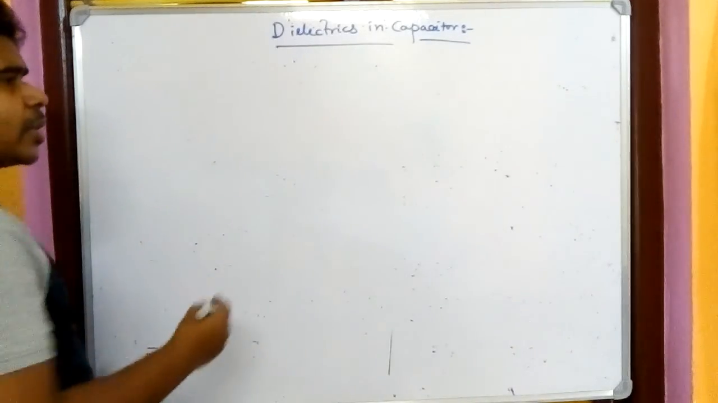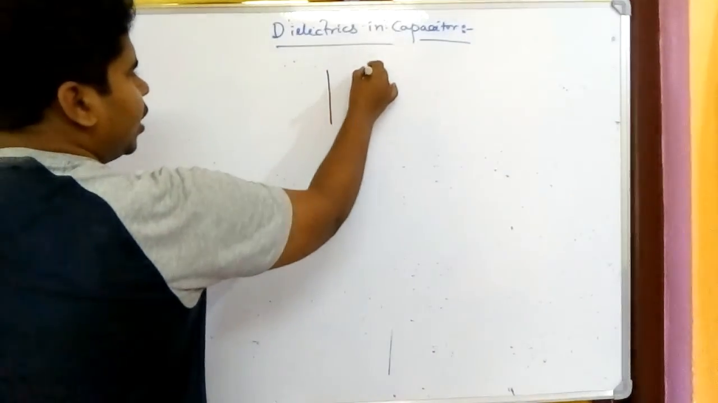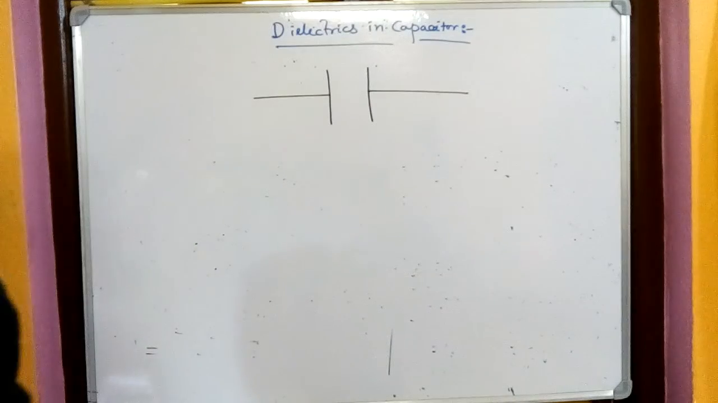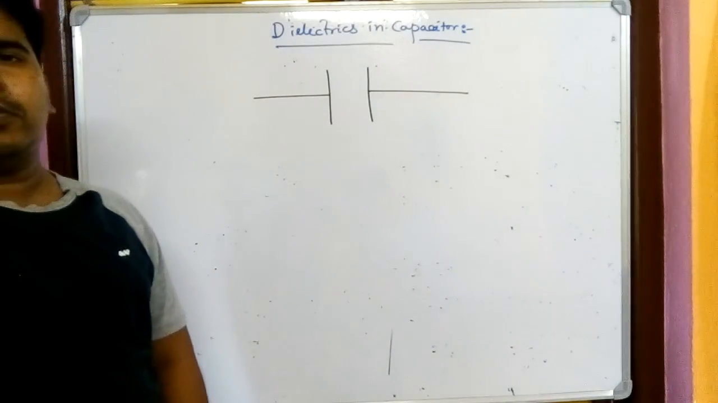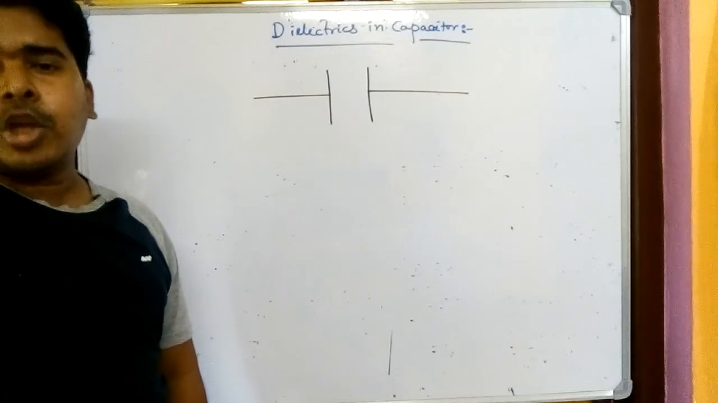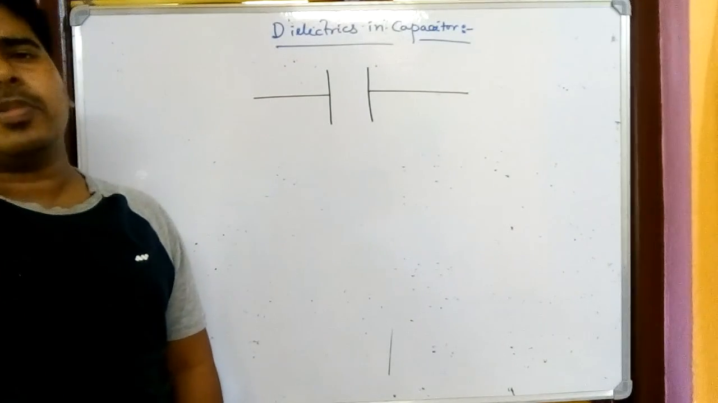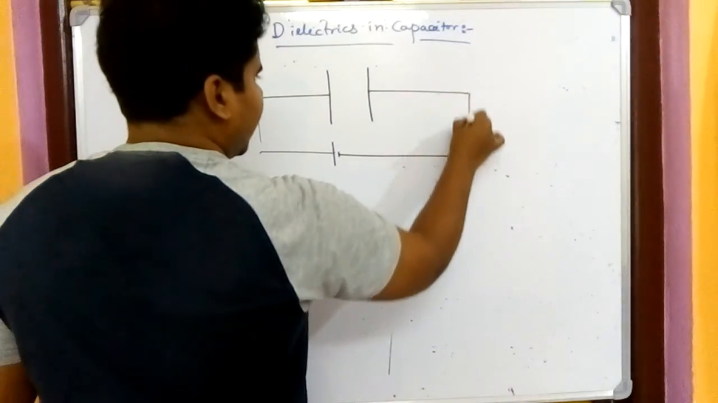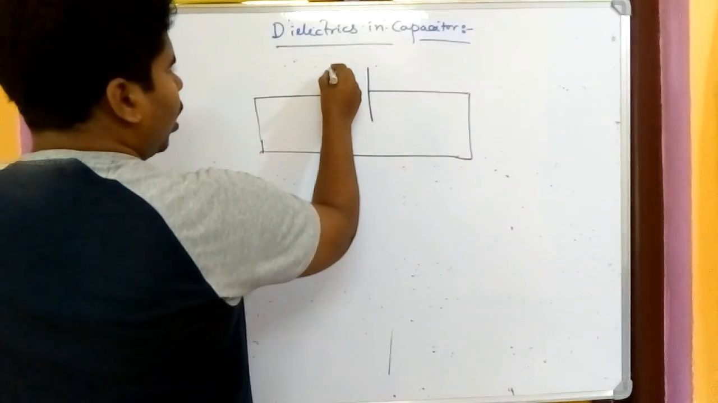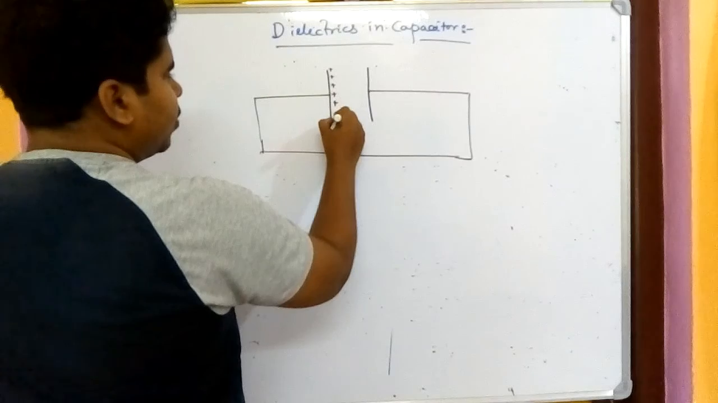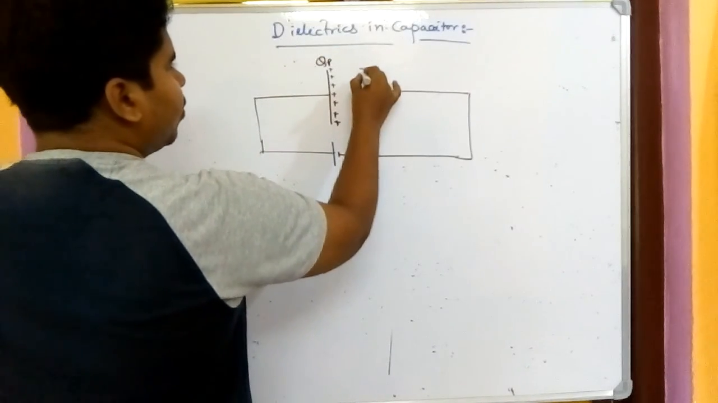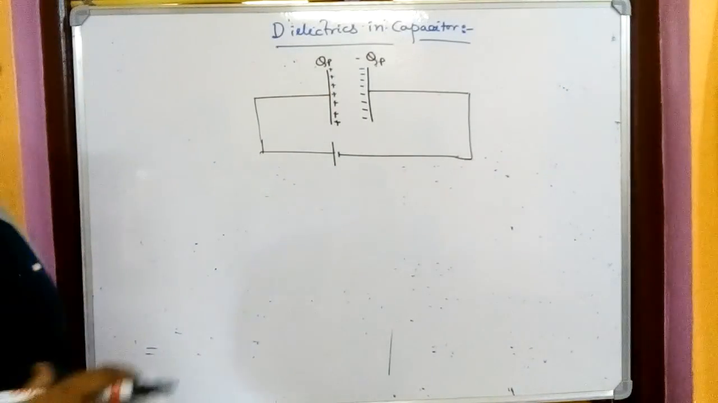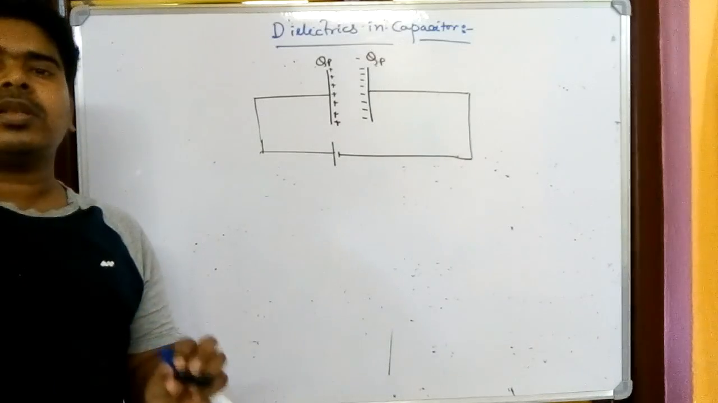What is a capacitor? You all know that if two metal conductors are kept at a certain distance, it will form an electrical equipment, and that is known as a capacitor. How does it work? When we connect it with a cell, in one plate positive charges will be induced, in the other plate negative charges will be induced, and by that way we just want to store the charges.